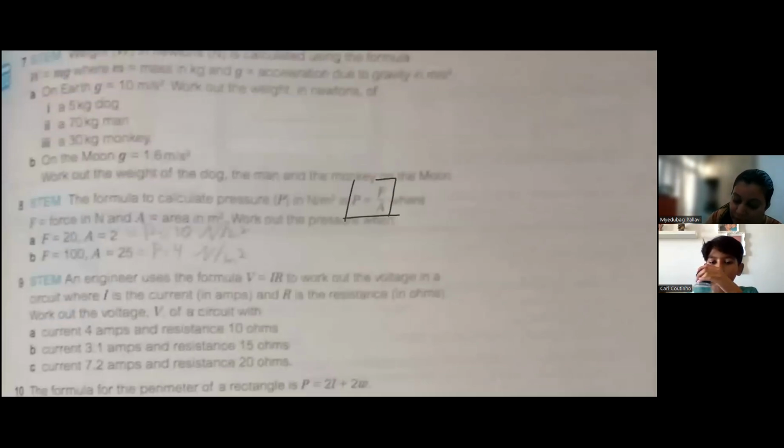Eighth one, again now the formula is pressure. Pressure is equal to force upon area. Let's see. We have this formula now, that pressure is equal to force upon area.